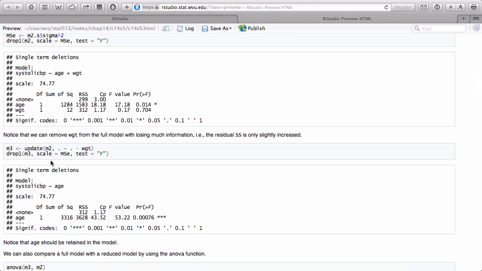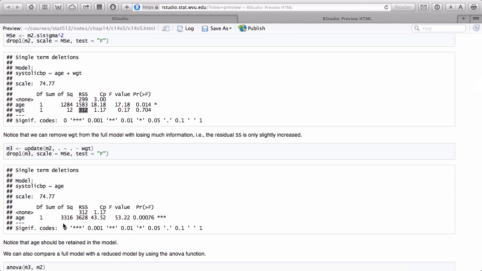And then I'm going to take M3 and see if I can drop anything else. Well, anything else is only age. And so I have a model that says systolic blood pressure tilde age. And notice that the residual sum of squares for not dropping anything is 312. Where did that come from? It comes from here, because that was dropping weight. So that's where I start from. The Cp is 1.17.